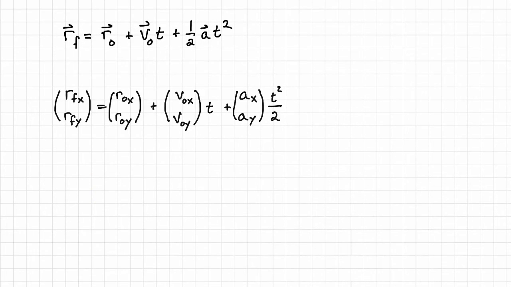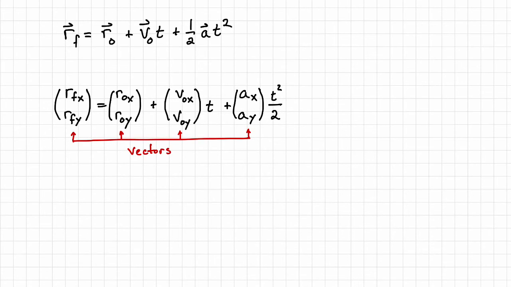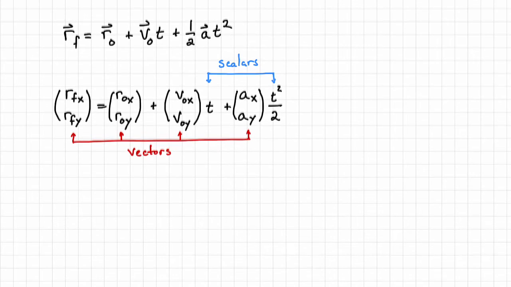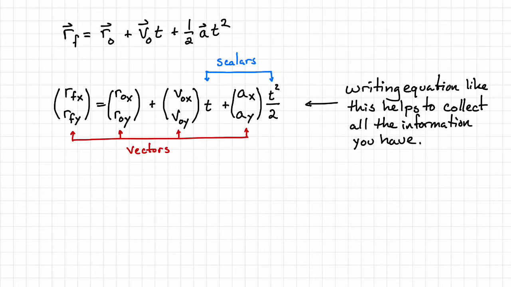Writing out vector equations might seem daunting, but there is a method to this madness. Writing out our vector equations explicitly allows us to collect our vector components and our scalar components together. Writing out the equation like this gives us the ability to collate all the information that we know about the problem into a single equation.